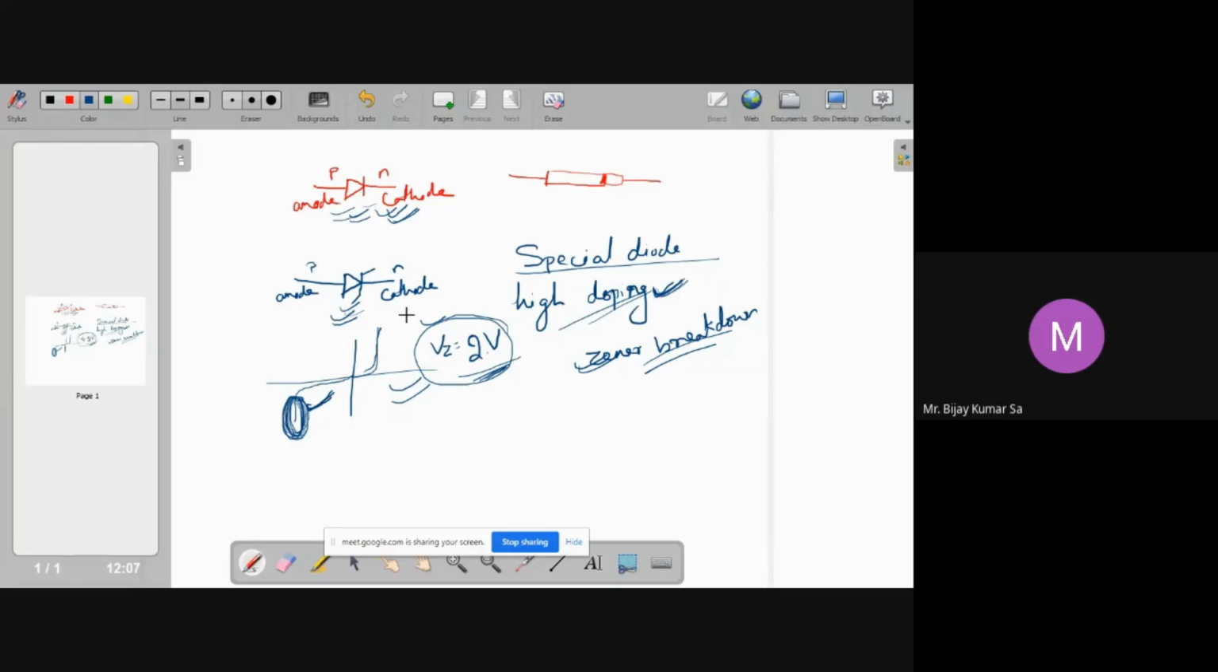Okay, so this was something you must have studied in basic electronics theory. Just for recall, just for revision, I got into it. Now let us come to the application part, where we apply this zener diode. That application is as a voltage regulator. So first of all, let us try to understand what a voltage regulator is expected to do for us.